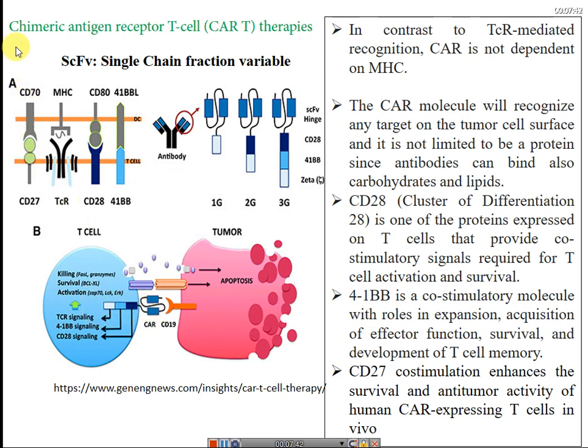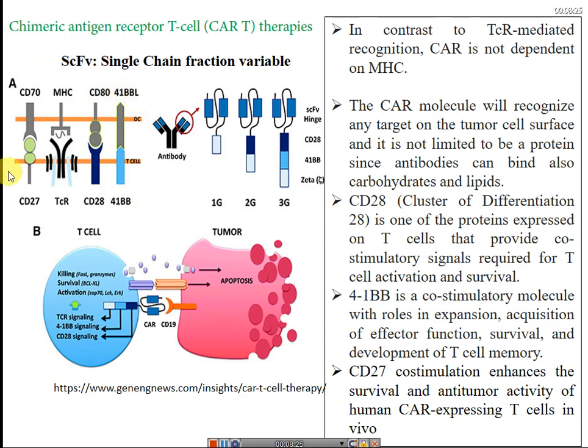In figure A, there is a T cell receptor, a normal T cell receptor, not an engineered one. The T cell receptor interacts with the MHC peptide. So the antigen is in the peptide form, and this interaction is dependent on the MHC. This TCR recognizes the peptide presented by the MHC molecule on the target cell, and then there are other interactions of the T cell and the target cells, like CD27 and CD70 interaction, CD28 and CD80 interaction, and 41BB interaction with the 41BB ligand.